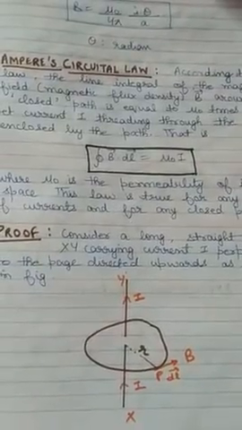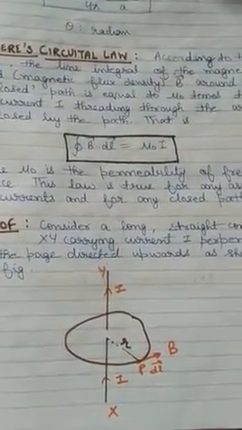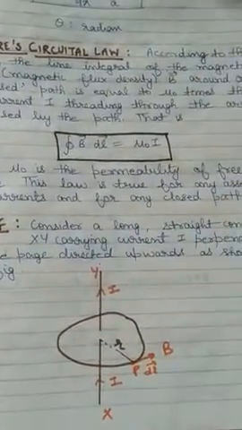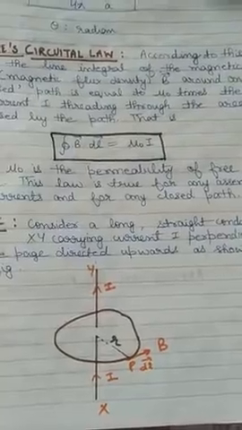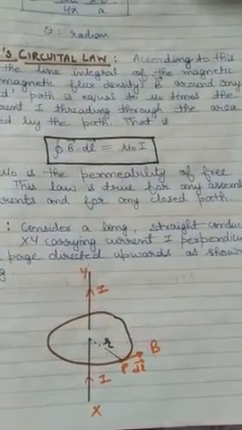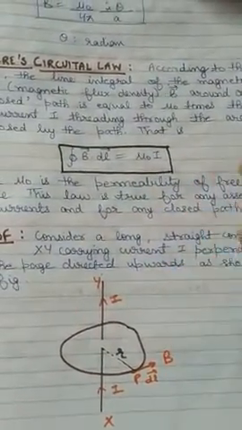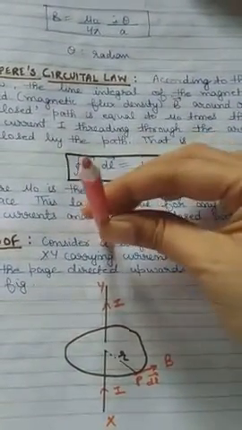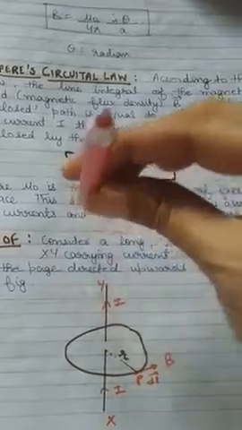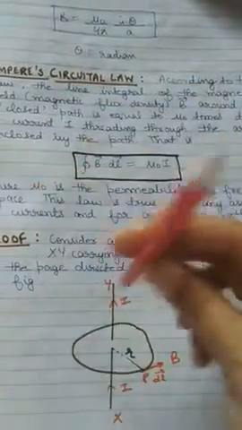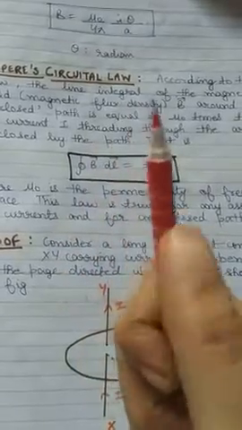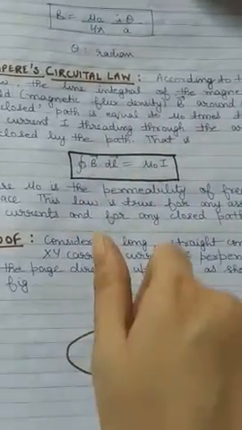So to prove this statement, we'll select a current carrying wire or a conductor. Here XY is a current carrying wire or a conductor perpendicular to the page, directed upward. Now on paper we can't show the perpendicular like this, but the situation is like this. It is perpendicular to the paper directed upward, and around it we choose a circle. So the current flowing in the conductor is in the upward direction.